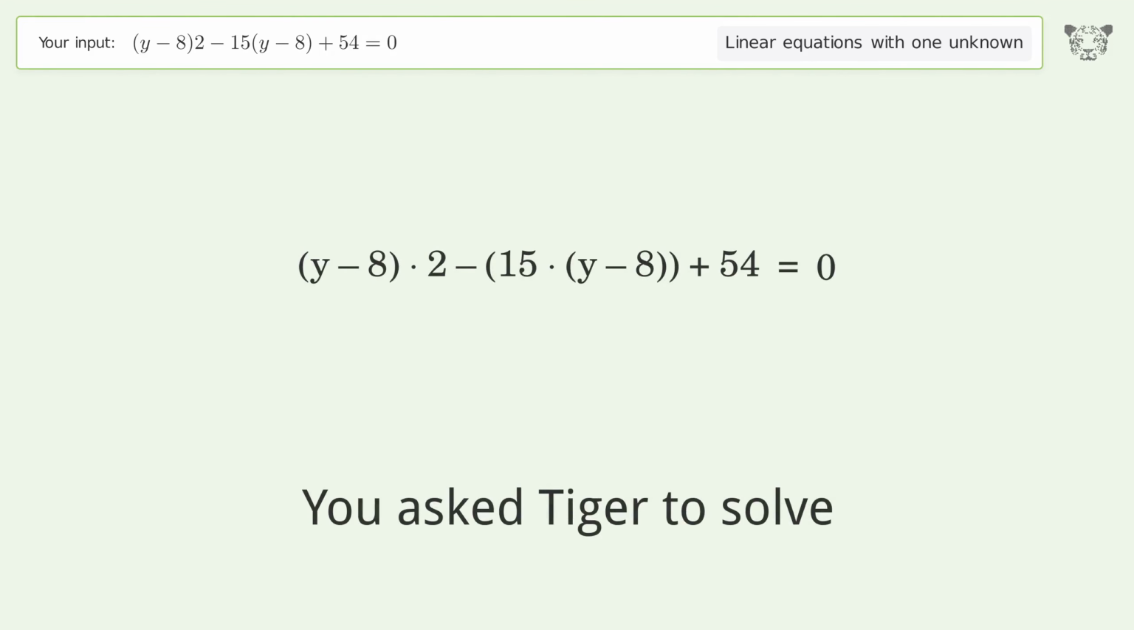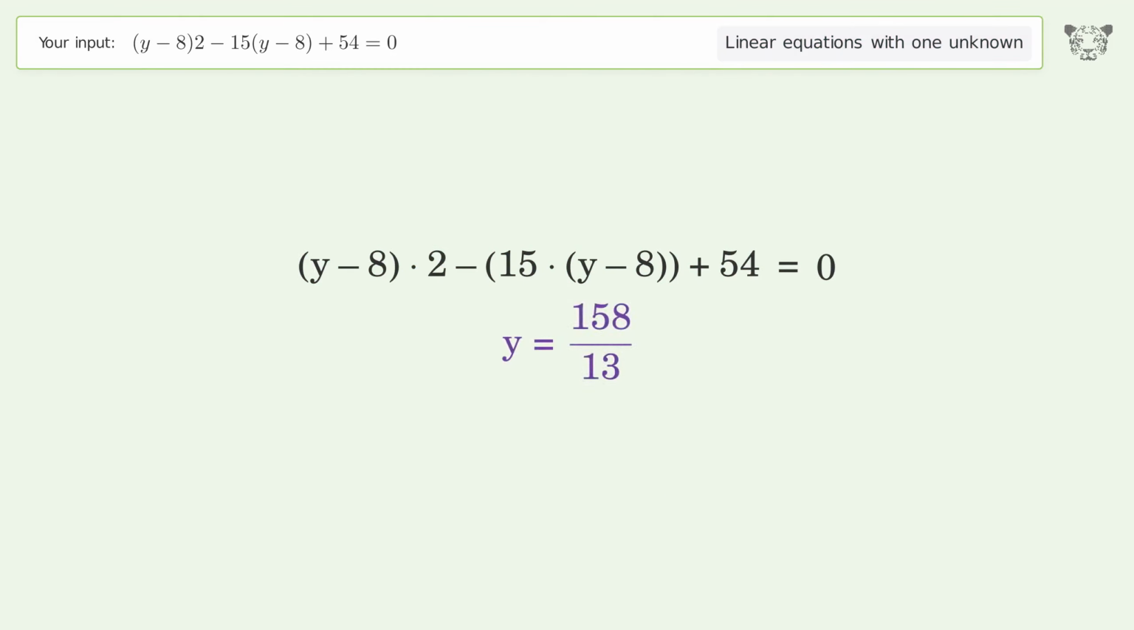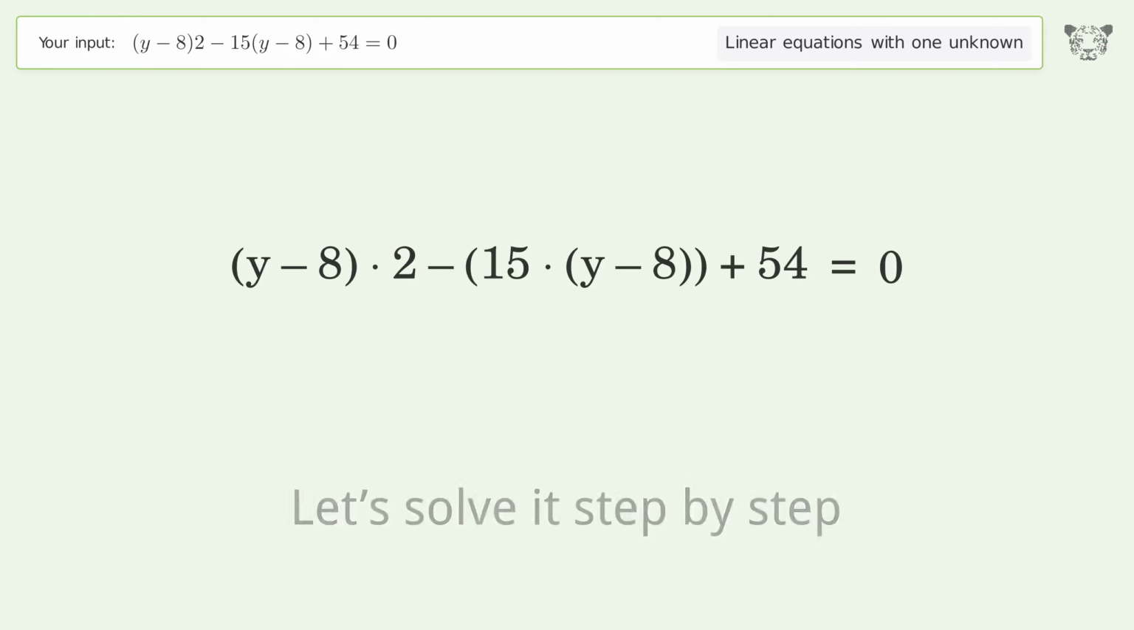You ask Tiger to solve. This deals with linear equations with one unknown. The final result is y equals 158/13. Let's solve it step by step.